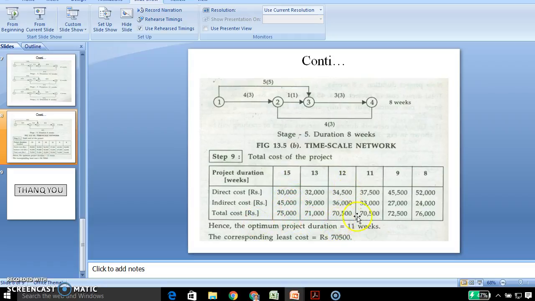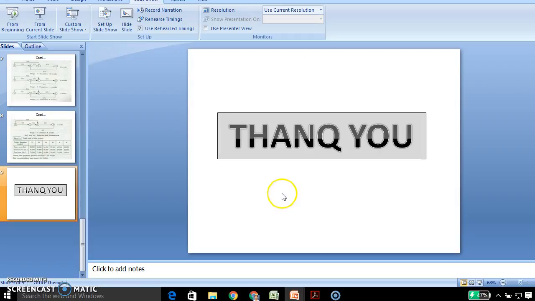The optimum we can see here is at 12 weeks and 11 weeks. I consider the minimum duration, 11 weeks, as the optimum, with the least cost of 70,500. In this way we should continue crashing the project. The usefulness of crashing is that we can reduce the project time and costs by using resources, and complete the work in the specified time or in the least time. Thank you.